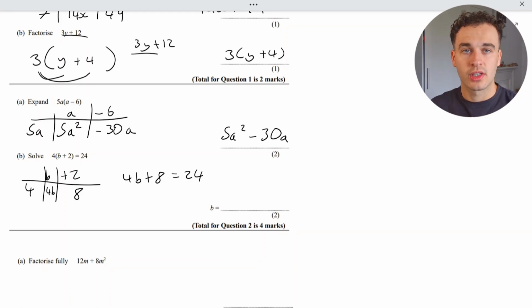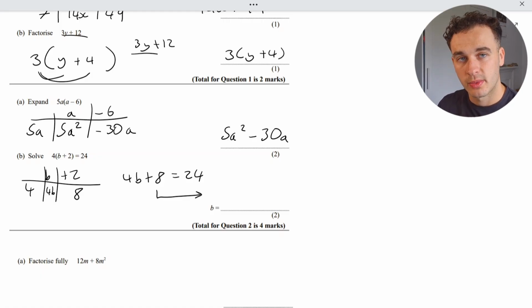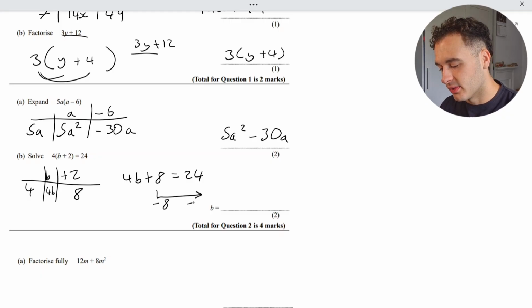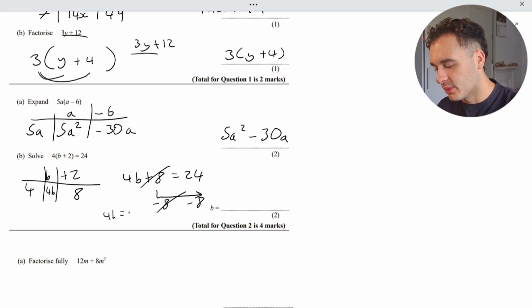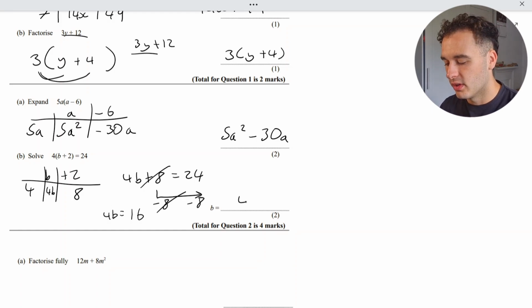If you're unsure how to solve equations, I have made a video on this, so I'll link that somewhere on this screen, so go and check out that video. But to solve this equation, we now need to think, right, how do we get this positive 8 to the other side of the equation? What we do to one side of the equation, we must do to the other. We subtract 8 from both sides of the equation. That cancels. 24 minus 8 is 16, so 4b equals 16. So how do we get b by itself? Well, we divide both sides by 4, and 16 divided by 4 is 4.